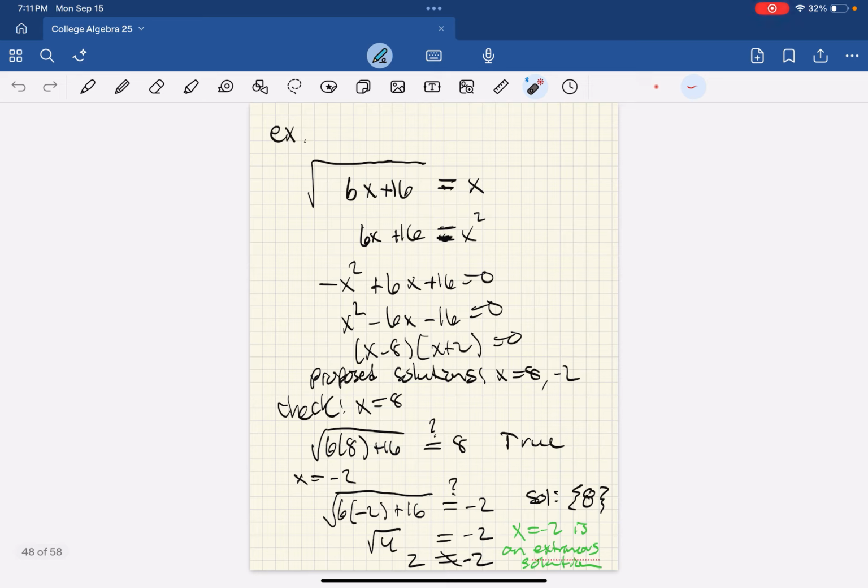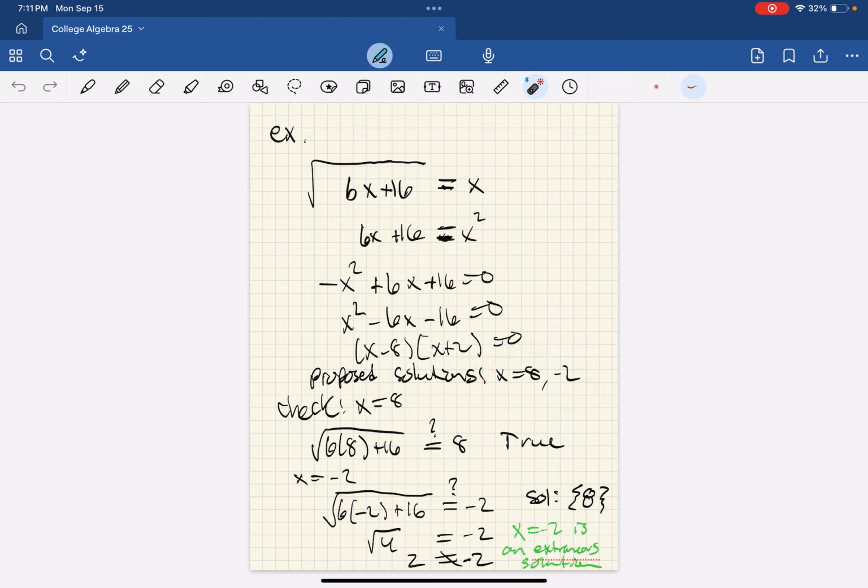Now on this one, we've got square root 6x plus 16 equals x. So the original is x to the first power. And when we square both sides, we get an x squared. So the resulting quadratic is x squared minus 6x minus 16 equals 0. Now, the proposed solutions here are x equals 8 and -2.